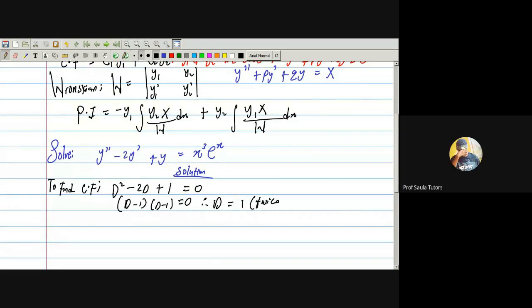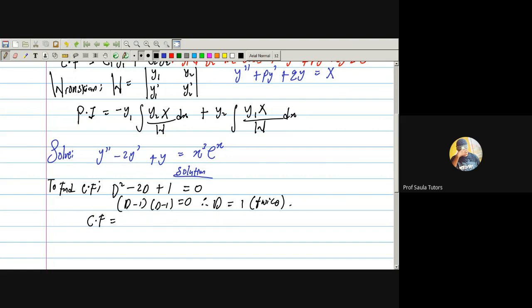Our D is equal to 1 twice. Now I have a question for you. So now this is what you do. You say, okay, your CF, complementary function, is equal to... Now tell us, if we have repeated roots, how do we put our solution? You'll not be saying y equal, you'll be calling it the complementary function.